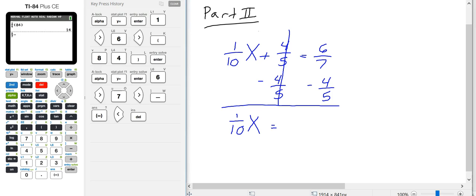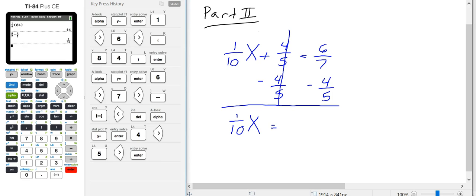And then to put the other fraction, you're going to do alpha y equals again, numerator over denominator, 4, and then go down to the denominator, over 5. Go next to it and press enter. They tell us 2 over 35. 6 over 7 minus 4 over 5 is 2 over 35.